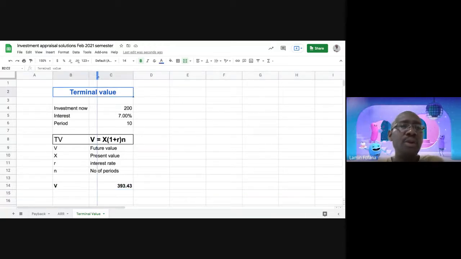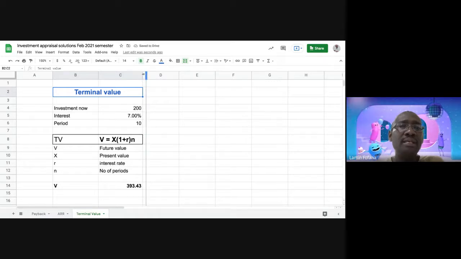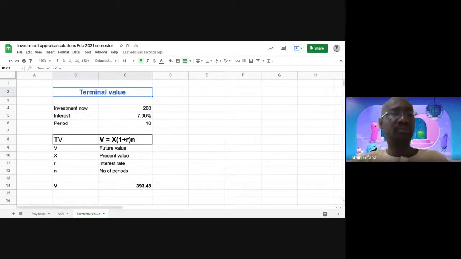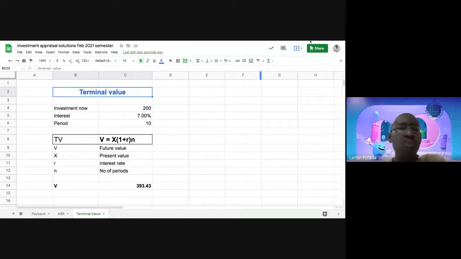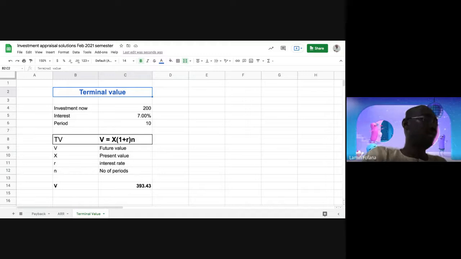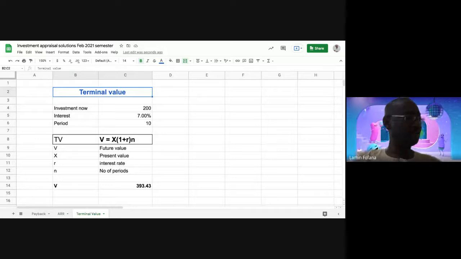So this is the way we do our compounding. This is the way we calculate our future value or our terminal value. Is that clear, everybody? Okay, we are moving. So we're going to go to another technique called discounting. This is on page 8 of your handouts.